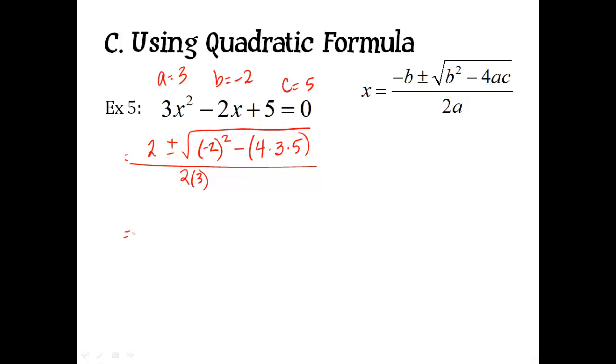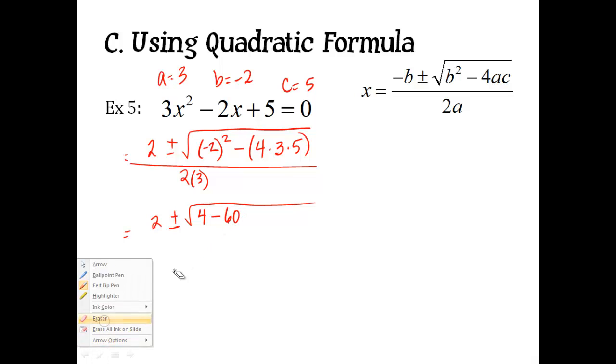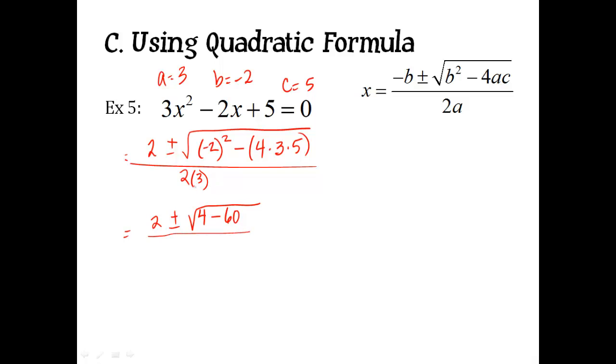Okay, so let's reduce and simplify. Negative 2 squared is 4, minus 4 times 3 is 12, 12 times 5 is 60. Okay, on the bottom, I'm going to have a 6. All right, keep reducing. 2 plus or minus the square root of 4 minus 60, which is negative 56.